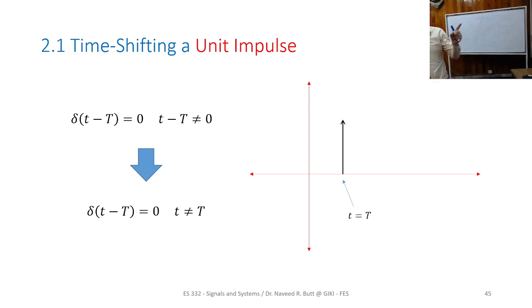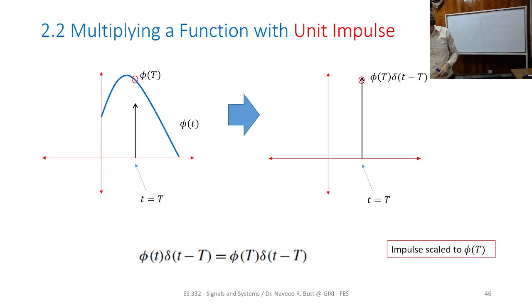Again, it is unit impulse because we are basically not scaling it with anything. This one is very important. One of the most important properties of the unit impulse, or actually the reason for its definition, is over here. Let's say you have a general function phi t.